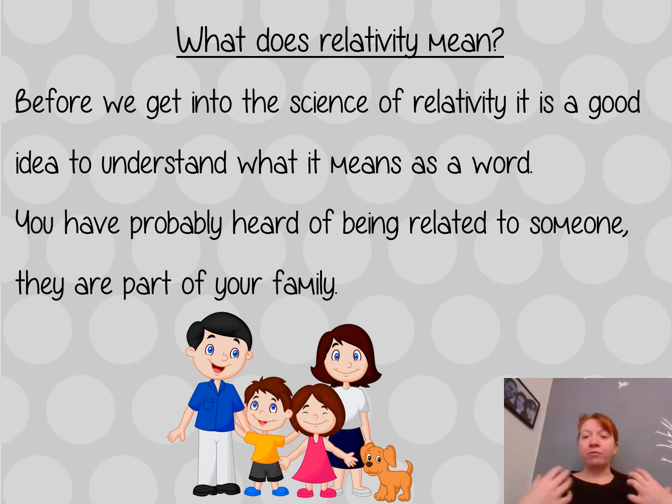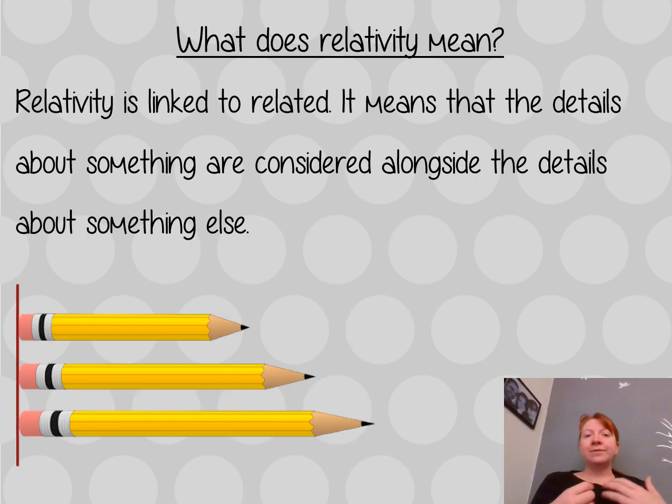So you've probably heard of being related to somebody. They're part of your family, you're related. But relativity is linked to being related. It means that the details about something have to be thought about and considered alongside the details about something else. If you look at these pencils, if you looked at just this pencil on its own, you wouldn't be able to say if it was a tall pencil or a short pencil because it had to be related to something else.